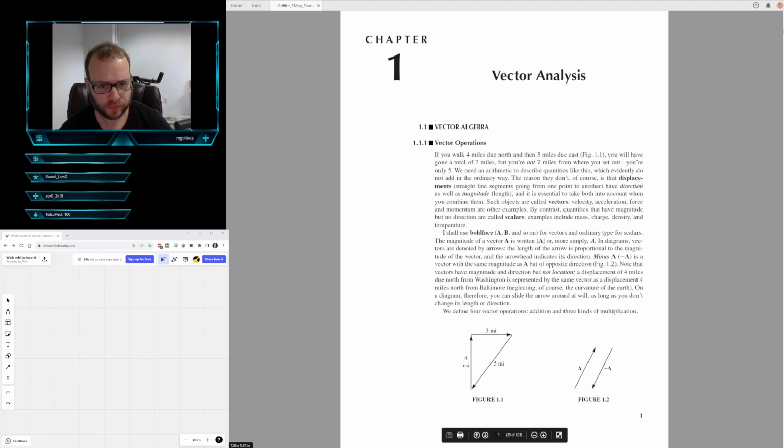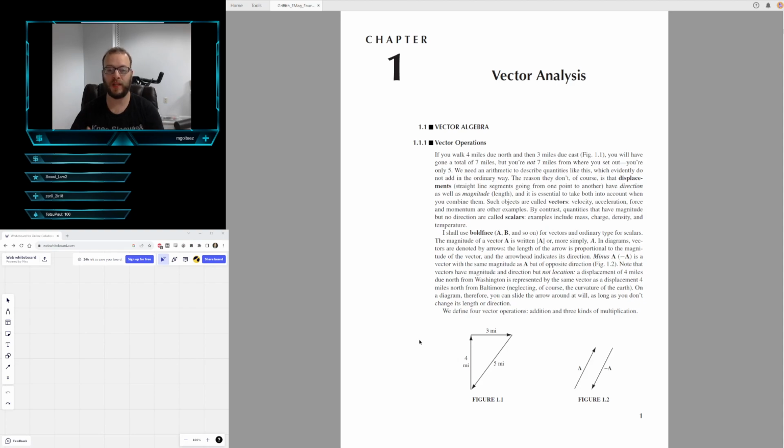The example here, they use the position vector to denote walking 4 miles north, then 3 miles east. You've gone 7 miles, but you're only 5 miles away from where you started. So we're going to learn how to manipulate these quantities of vectors.